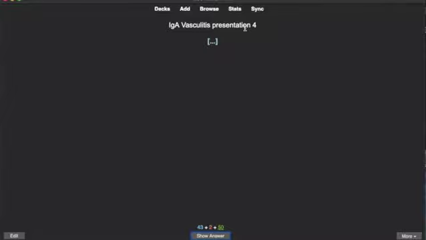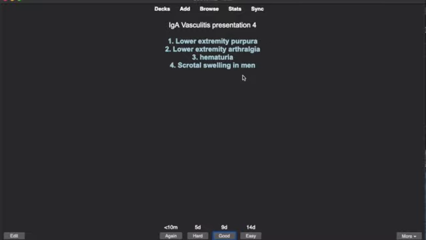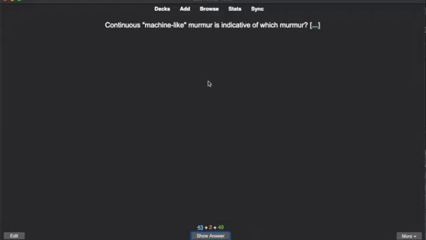IgA vasculitis presentation. I saw a kid with this, so I should know. You're going to have purpura on the lower legs. You're going to have arthralgias on the lower legs. You sometimes get testicular swelling in males. And you're going to have hematuria. Yeah, there you go. Nice. Continuous machine-like murmurs indicate of which murmur. You guys should know this. Patent ductus arteriosus.